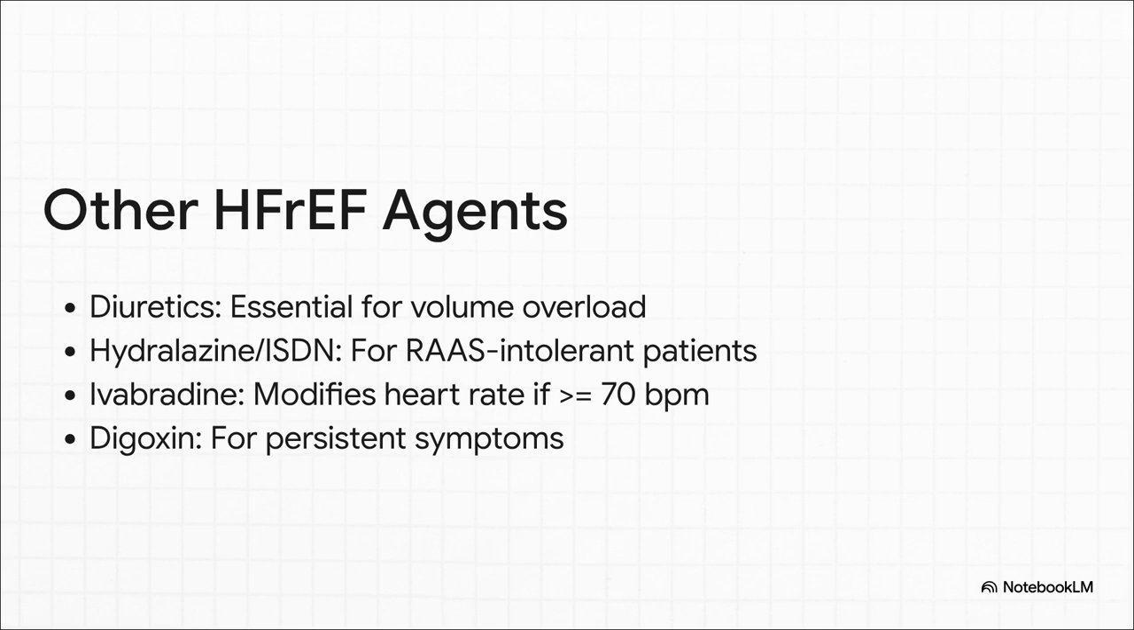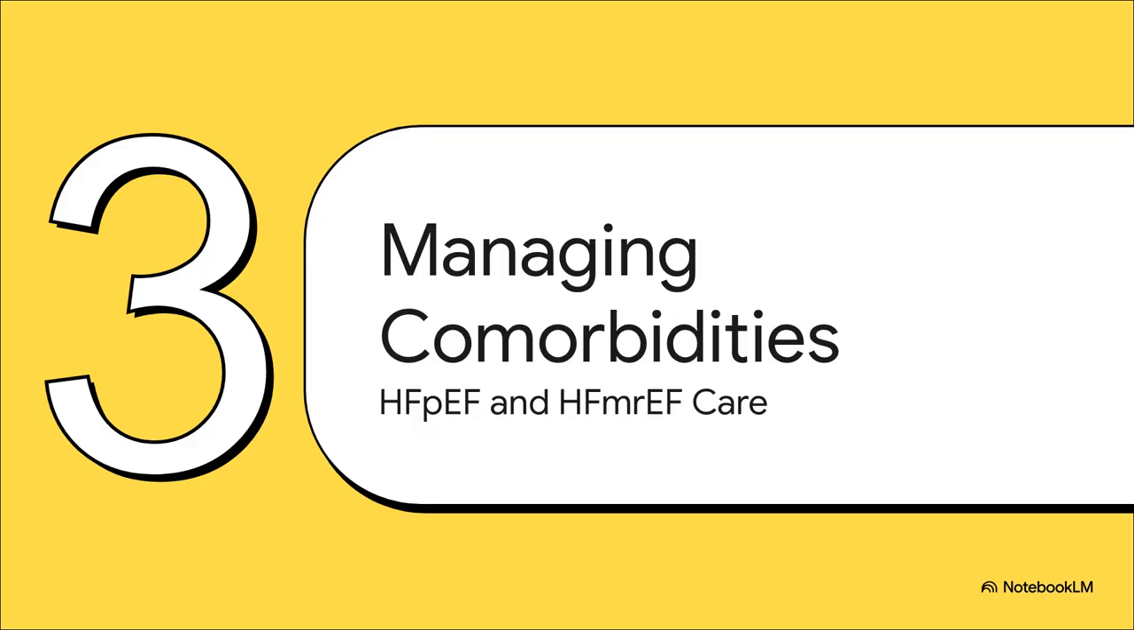For actual targeted therapies, we look to agents like hydralazine and isosorbide dinitrate, which are particularly effective for self-identifying African American patients or those who just can't tolerate RAS inhibitors. We've got ivabradine to specifically dial down a resting heart rate that is 70 beats per minute or higher in sinus rhythm. And finally, digoxin is kept in reserve for those patients who still have persistent symptoms despite being on optimal 4-pillar GDMT.